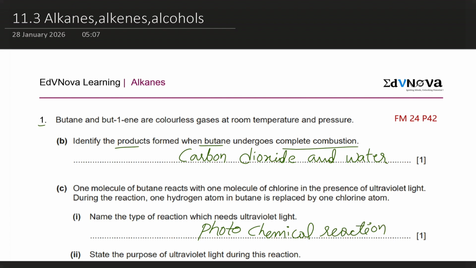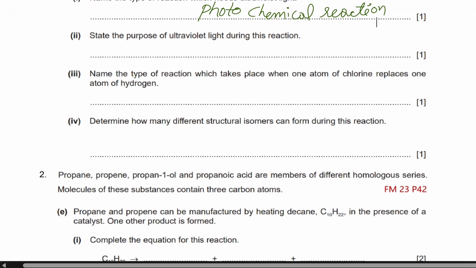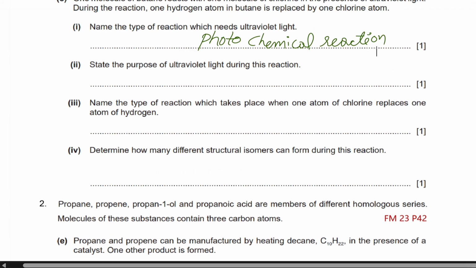Okay. Next. State the purpose of ultraviolet light during this reaction. It's very important to know that UV light is not a catalyst. The purpose of UV light is to provide activation energy to break the chlorine molecule. So simply write just to provide activation energy.